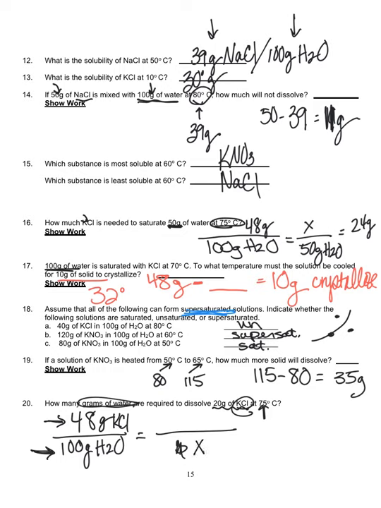We want to see how much solvent, how many grams of water, for 20 grams of KCl. Okay, cross multiply and divide. 100 times 20 divided by 48. Calculator. 100 times 20 divided by 48 equals 41.67 grams of water.